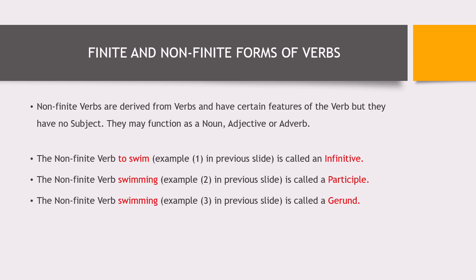Finite and non-finite forms of verbs. Non-finite verbs are derived from verbs and have certain features of the verb, but they have no subject. They may function as a noun, adjective, or adverb. The non-finite verb, to swim, example 1 in the previous slide, is called an infinitive. The non-finite verb, swimming, example 2 in the previous slide, is called a participle. The non-finite verb, swimming, example 3 in the previous slide, is called a gerund.